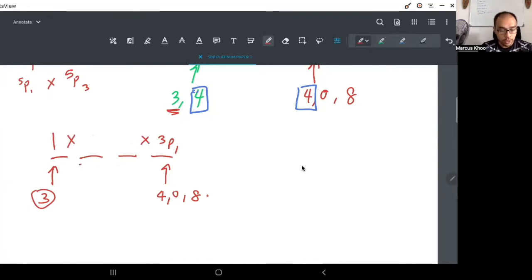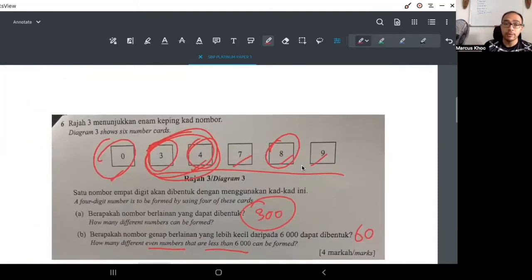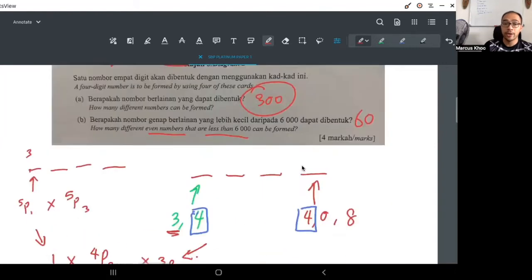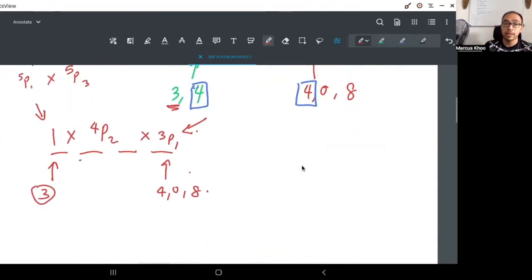If I put the 3 here and I put either the 4 or the 0 or 8 here, I will have 4 more numbers left, and only 2 more places. So ini adalah 4P2. Saya letak 3, saya letak 4, saya tinggal 4 nombor lagi, which is either 0, 7, 8, or 9. And I only have 2 places. So saya akan dapat 4P2. So 1 times 4P2 times 3P1 will give us 36. But that is situation number 1, where tempat di depan adalah 3.